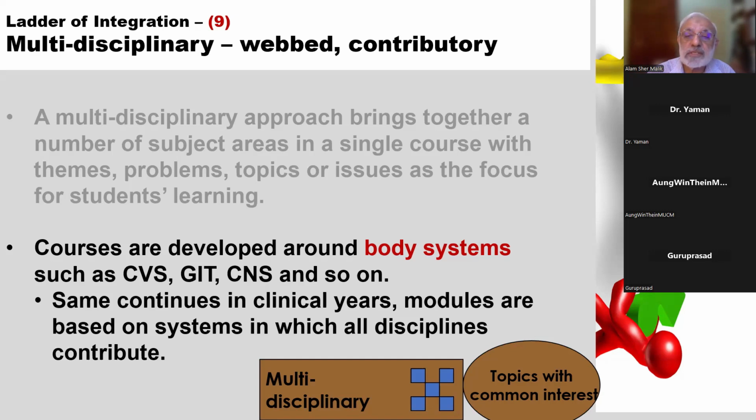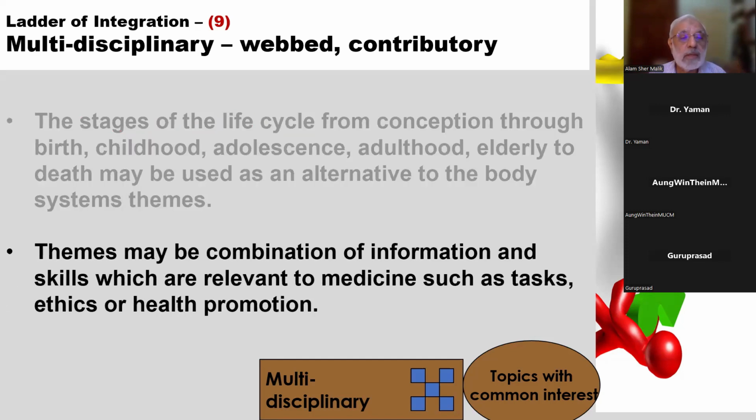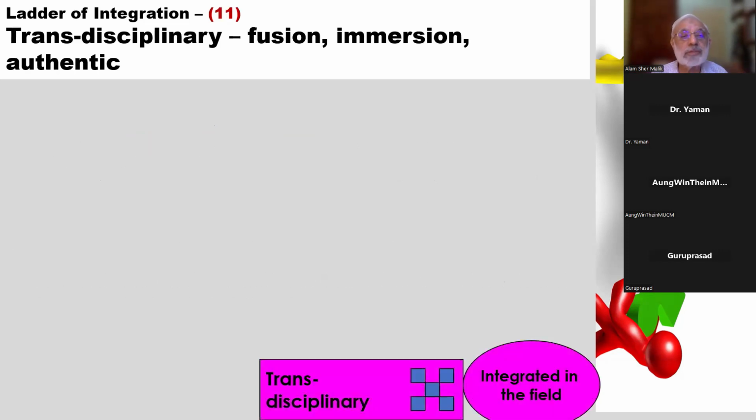So organizing the course around body systems is one, and another approach is that the stages of the life cycle can make the basis of the curriculum. For example, based on birth, childhood, adolescence, adulthood, and elderly and death. So all the topics are taught under these modules or these approaches. So this is the multidisciplinary approach. Themes may be a combination of information and skills which are relevant to medicine, such as tasks, ethics, or health promotion.